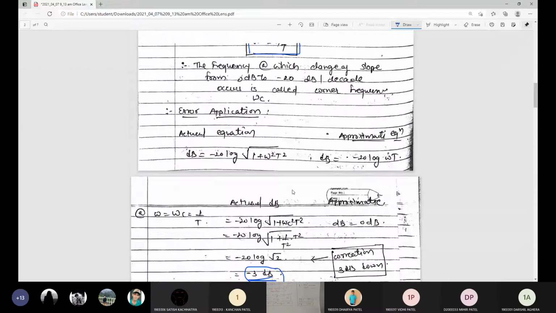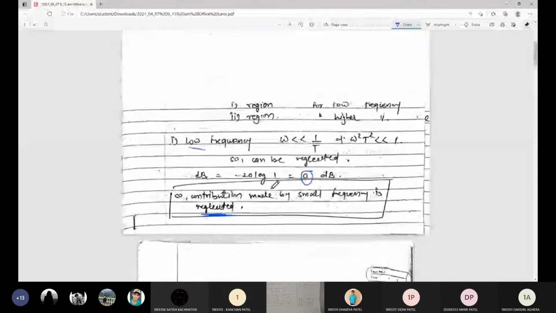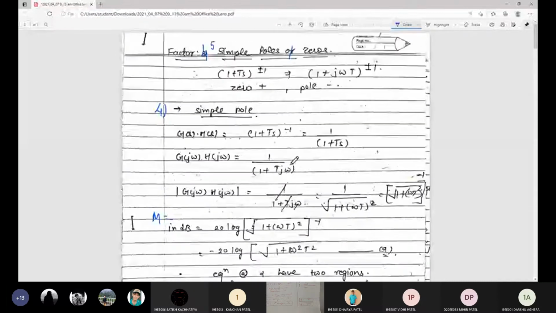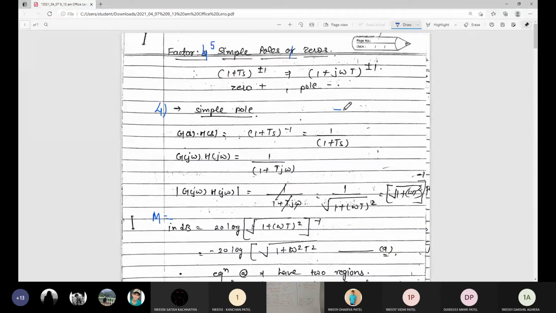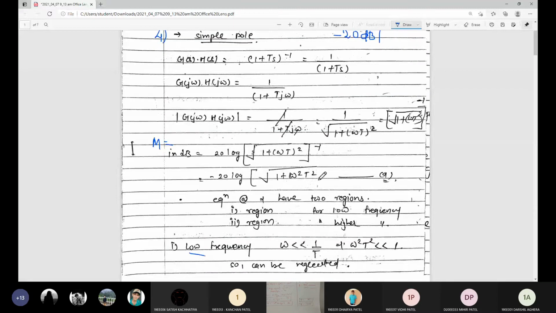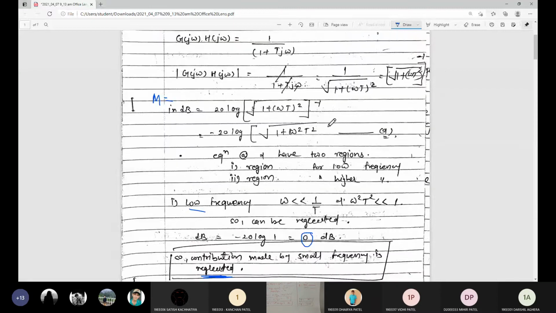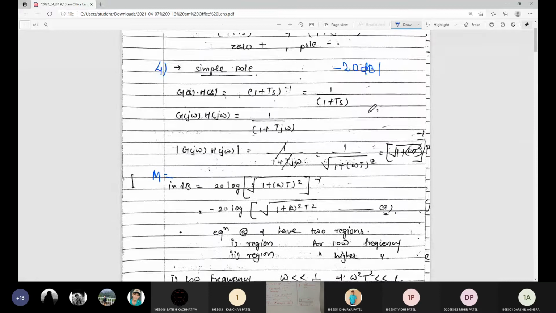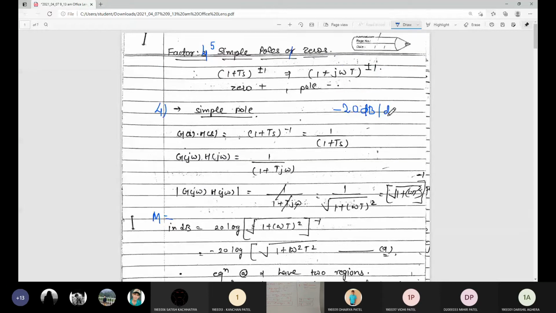So the contribution made by a simple pole is nothing but minus 20 dB per decade only. Since it is a pole, it will be minus 20 dB per decade. Because our equation is this only, minus 20 dB per decade.